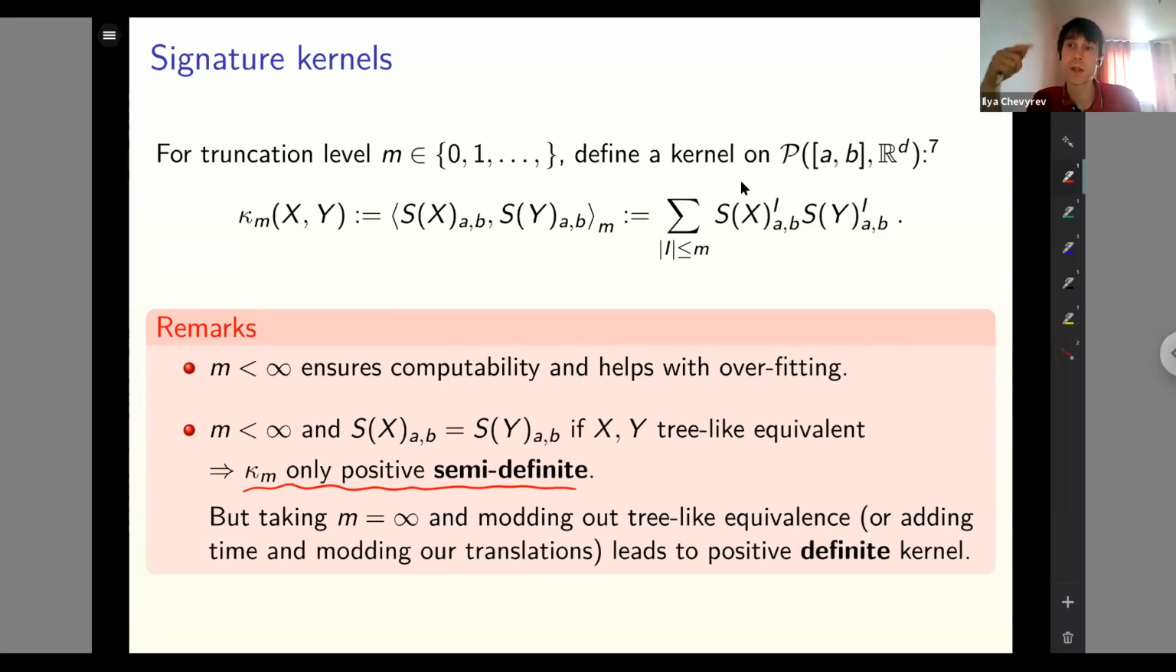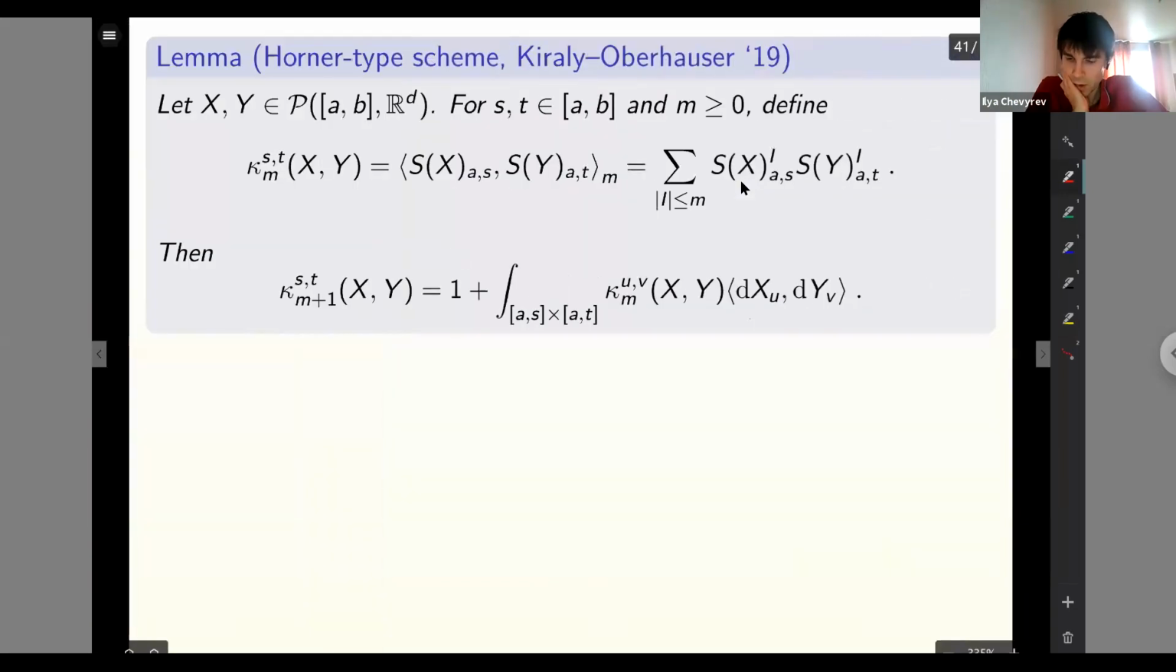But that doesn't stop you. In practice, you often want to apply kernel learning algorithms without a positive definite kernel. So semi-definite is often enough. This is going to be the case for us. We're going to be happy with a semi-definite kernel.